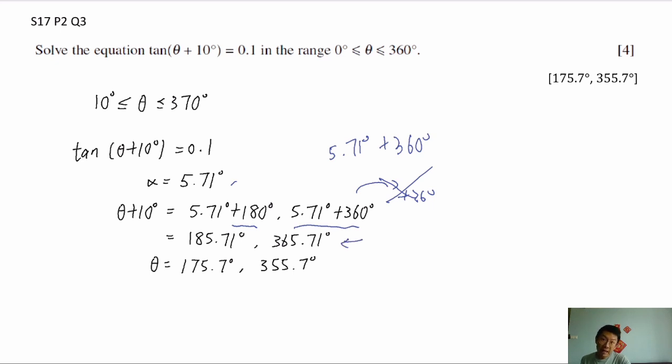Once we minus 10 from those values, we can ensure that the values for theta are in 0 to 360. So we can make sure that our values are in the range. Okay, so that's for this question. Although it's 4 marks, it's quite easy for us to miss some of the values.